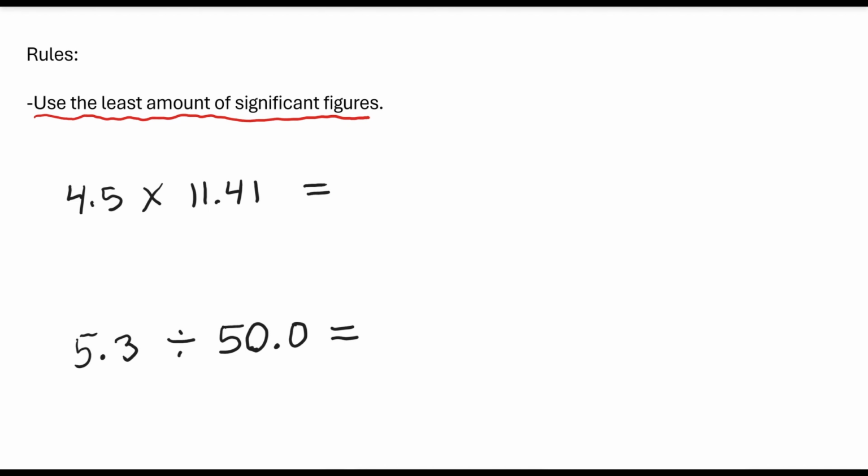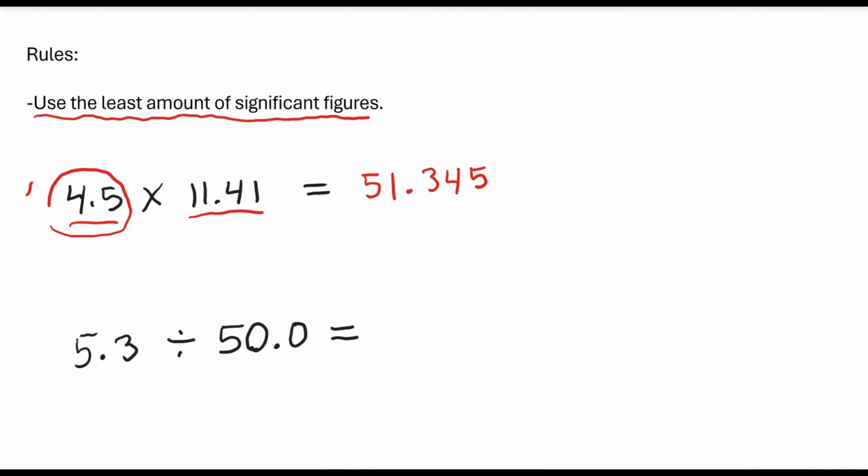So let's begin. In our first example, we have 4.5 times 11.41. The first thing you have to do is solve it no different than any other math problem. So you would get 51.345. The rule says use the least amount of significant figures, but how do we determine that? You do so by looking at the numbers that you multiply.